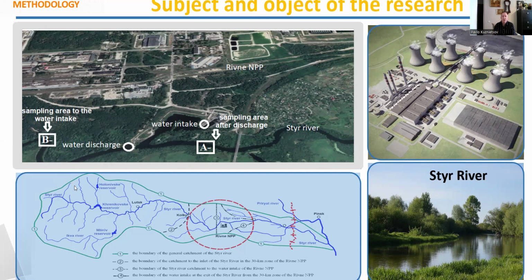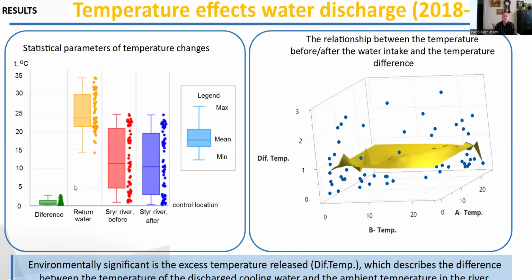The study used daily flow monitoring results. The water temperature of the Styr River during monitoring varied in the range of mean and max 0.3 to 24.6 degrees Celsius. Thus, before and after return water discharge, the Styr River water temperature increased by up to 1.11 degrees Celsius in the summer season and by up to 0.7 degrees Celsius in the winter season.